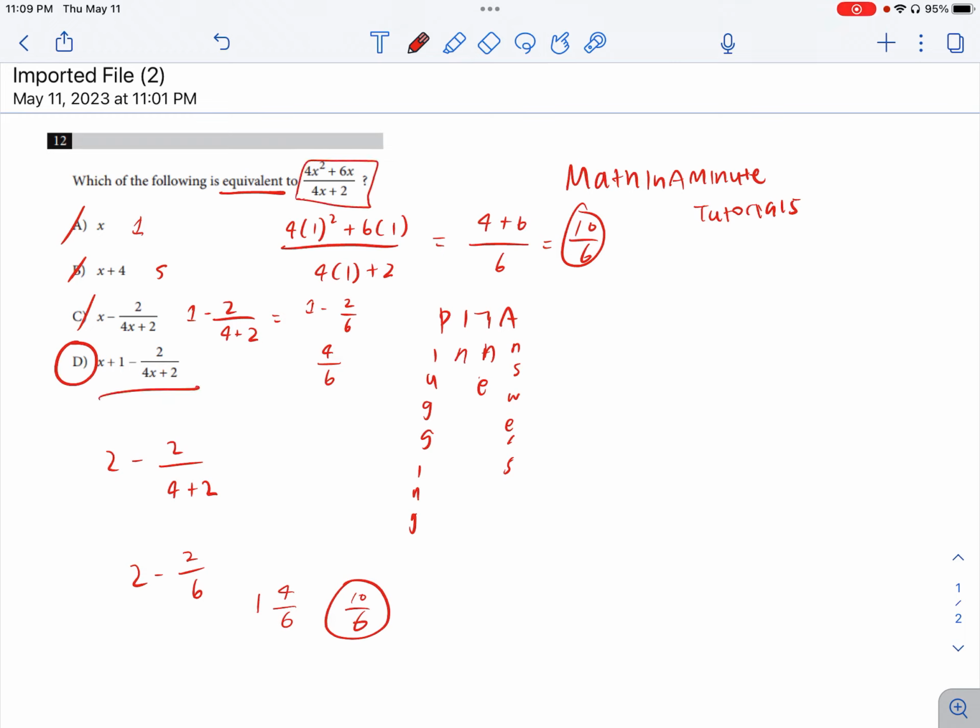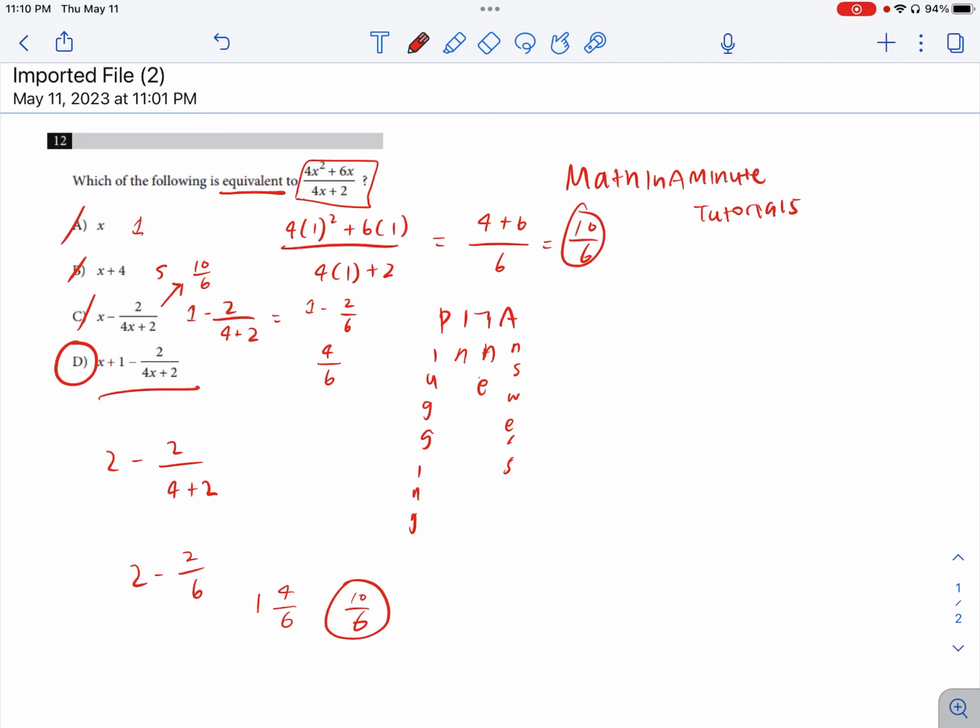But in many cases, the test makers know this and will take common numbers to plug in, like 1, 0, or maybe even 2, and they'll make it so that the solution, for example, sometimes this would output 10 over 6, because the test makers know that people plug in the answers. So always make sure to plug in the answers for every single solution to really make sure that this is the correct answer.